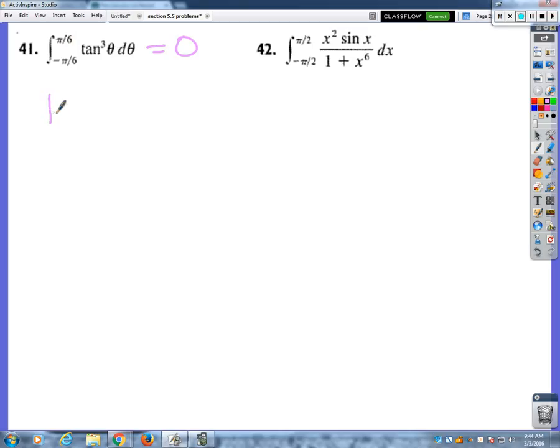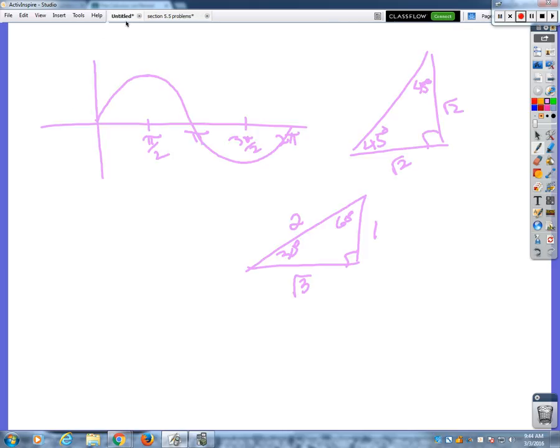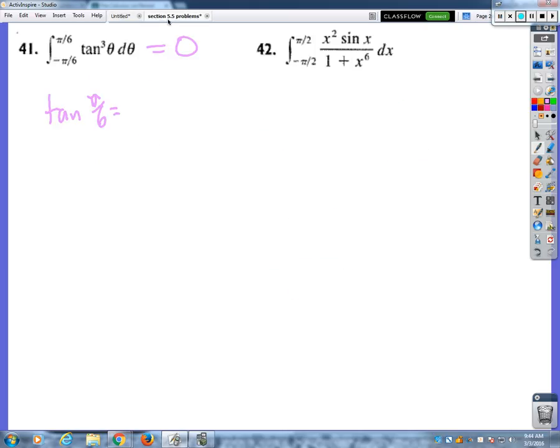Yeah, so let's figure out what the tangent of pi over 6 is. Yeah, so we already talked about pi over 6 is how many degrees? 30. So that brings us back to the old 30, 60, 90 triangle. And so tangent is? Okay, so that would be 1 over root 3. So the tangent of pi over 6 is 1 over root 3. And if I cube that, then that's just going to be 1 over 3 to the 3 halves, okay?